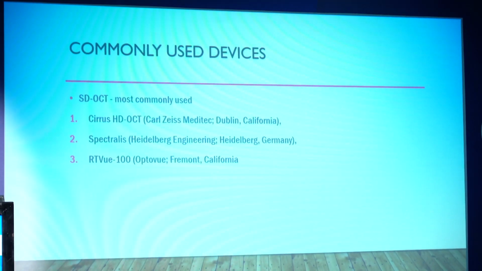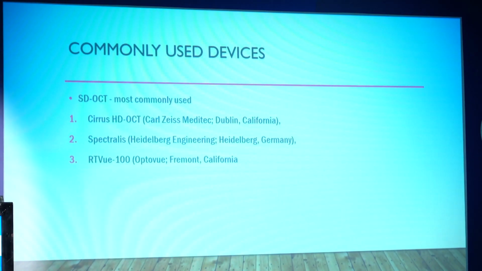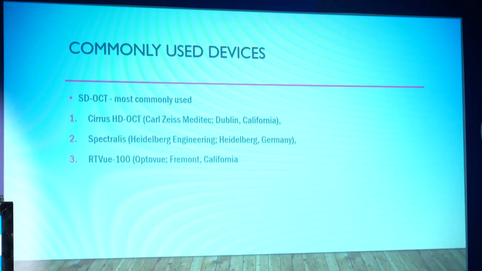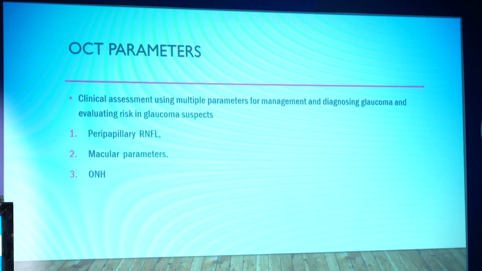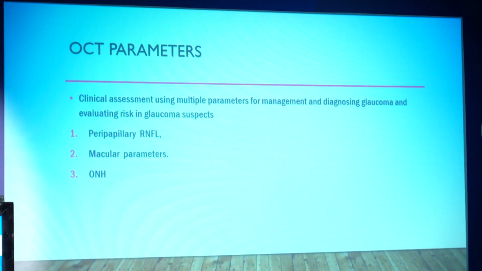SD-OCT is the most commonly used, and Cirrus, Spectralis and RTVue are the main machines being used. This table shows the difference between the three machines. I'm not going into details due to lack of time. So what are the OCT parameters that we have to look for in a patient? They are the peripapillary RNFL, the macular parameters, and the optic nerve head parameters.